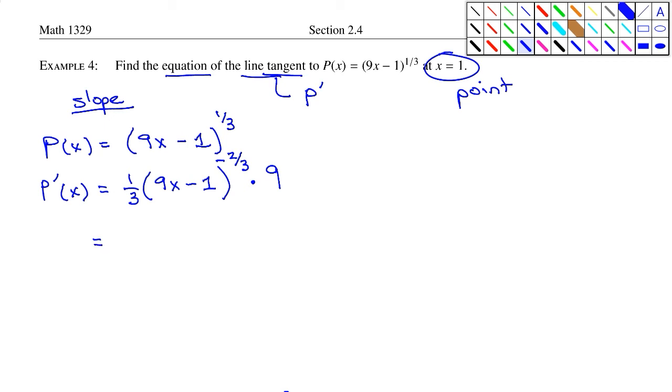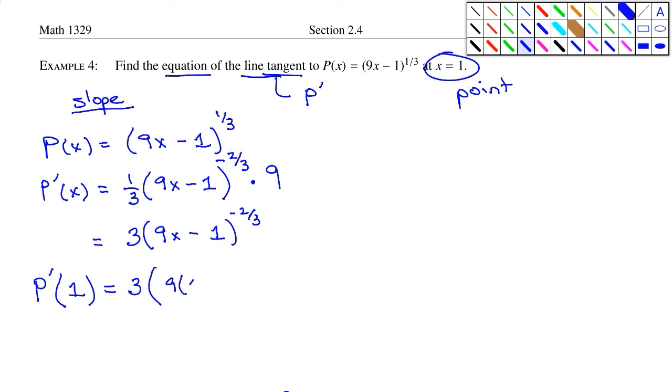Let's simplify a little bit. 1/3 times 9 is 3, times 9x minus 1 to the negative 2/3 power. You can write that in the bottom, or you can leave it, since we're not really interested in what the derivative is. We just need to use the derivative to find the value. So we're going to have p prime of 1, that's the target x value. And let's figure out what this value is. It's 3 times 9 times 1 minus 1, all raised to the negative 2/3 power.